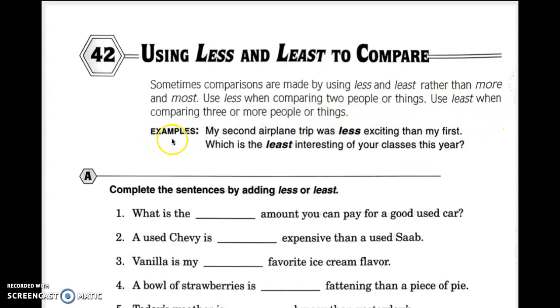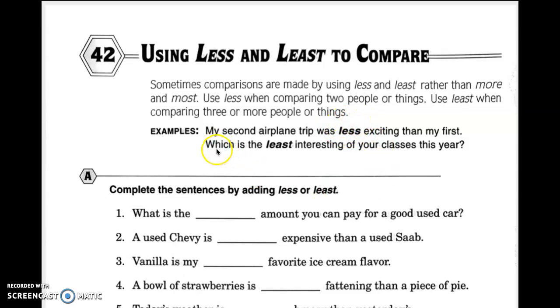Let's take a look at some examples here. My second airplane trip was less exciting than my first. You can see here, how many airplane trips are we talking about? First, second, we're talking about two airplane trips. So when we're only talking about two, we use the adjective less.